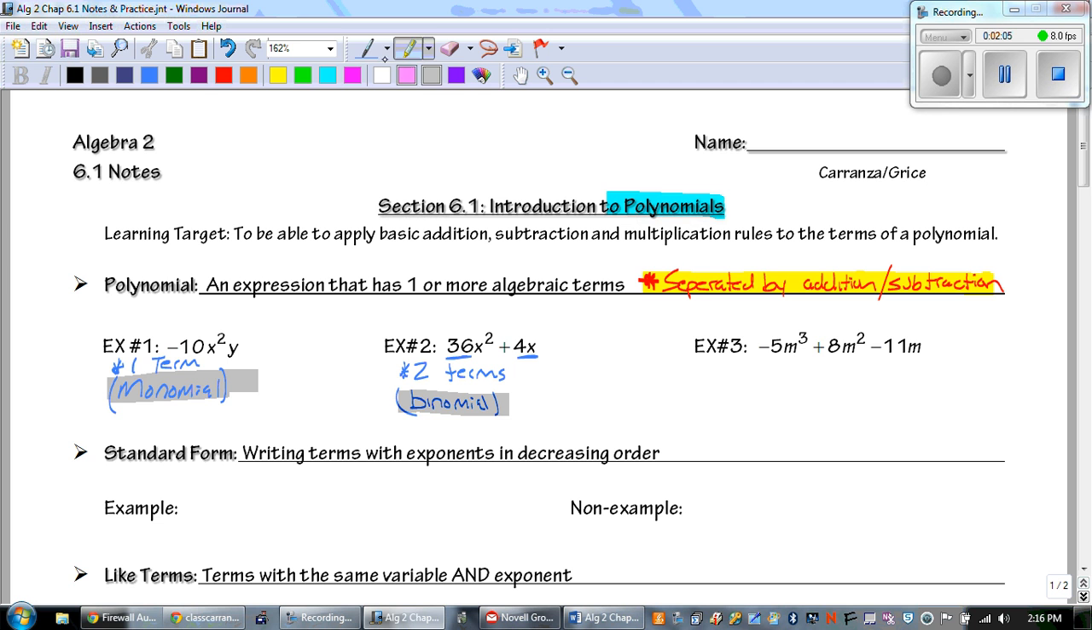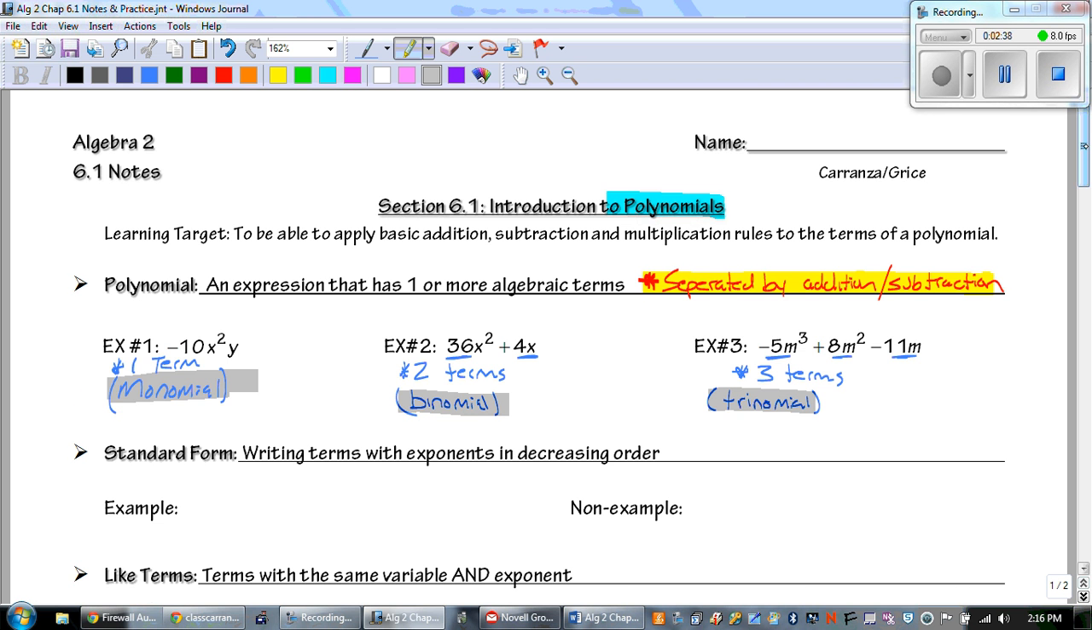Well, they should. Let's look at number three. It's got one, two, three terms. You see how the addition and subtraction separate them? So that has three terms. What do you think it's called? It's called a trinomial. And we're going to get more specific into the labeling of the polynomials later on in this chapter.